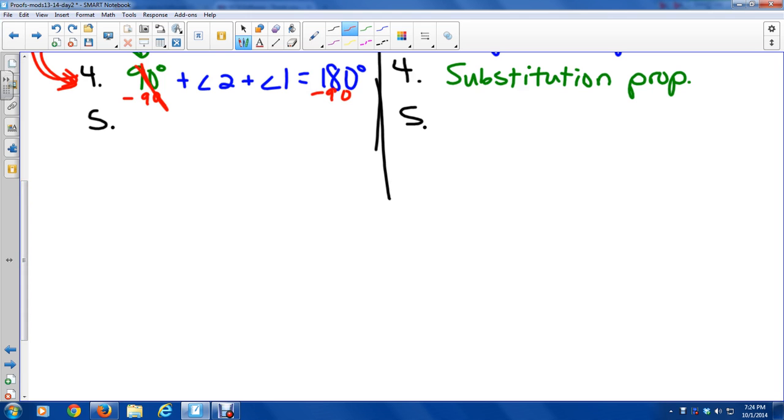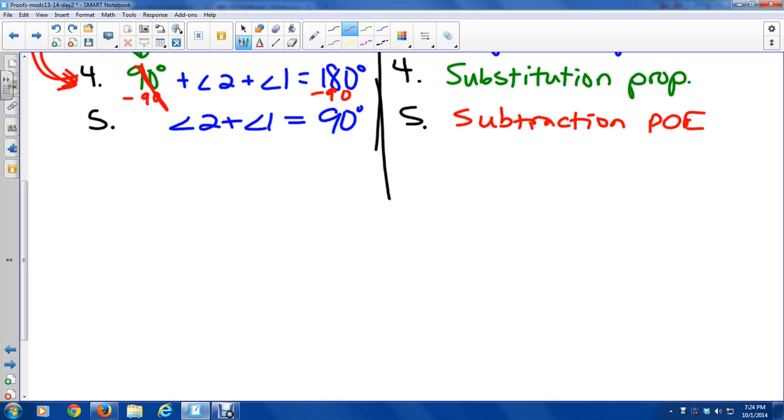Because on the left side, now I'm left with angle 2 plus angle 1. And on the right side, well, 180 and 90, I can actually do the math there and end up with 90 degrees. If you were listening to my words, you probably noticed that I said I'm subtracting. Subtraction property of equality, SPO, if you like the abbreviations.